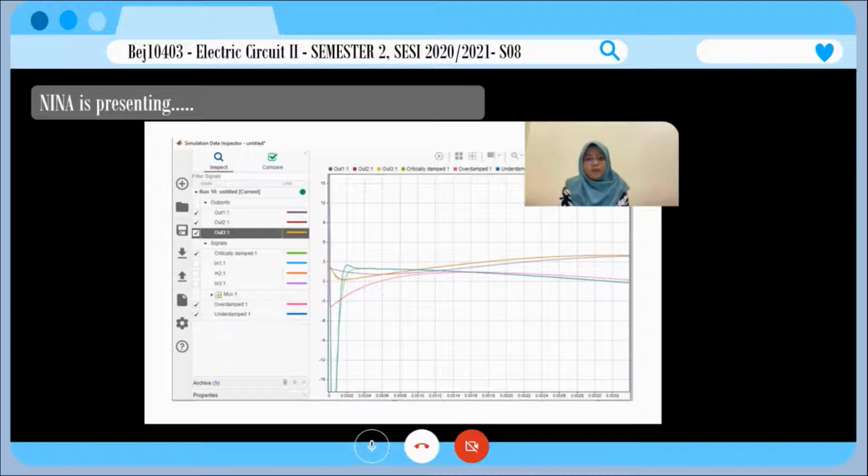Meanwhile, the blue line is for underdamped for the VC, and the maroon line is for critically damped, the purple line is for underdamped, while the orange line is for underdamped for the IL. That's all for question C.